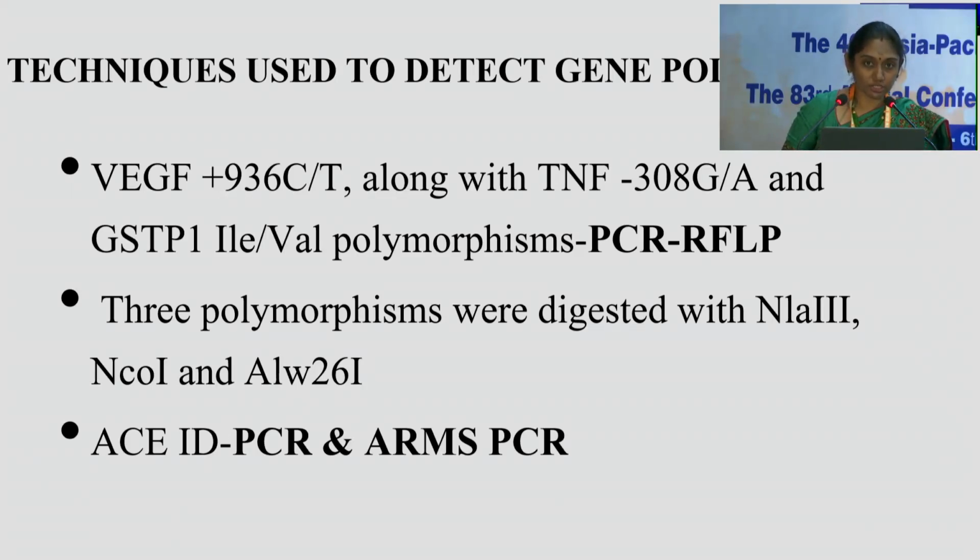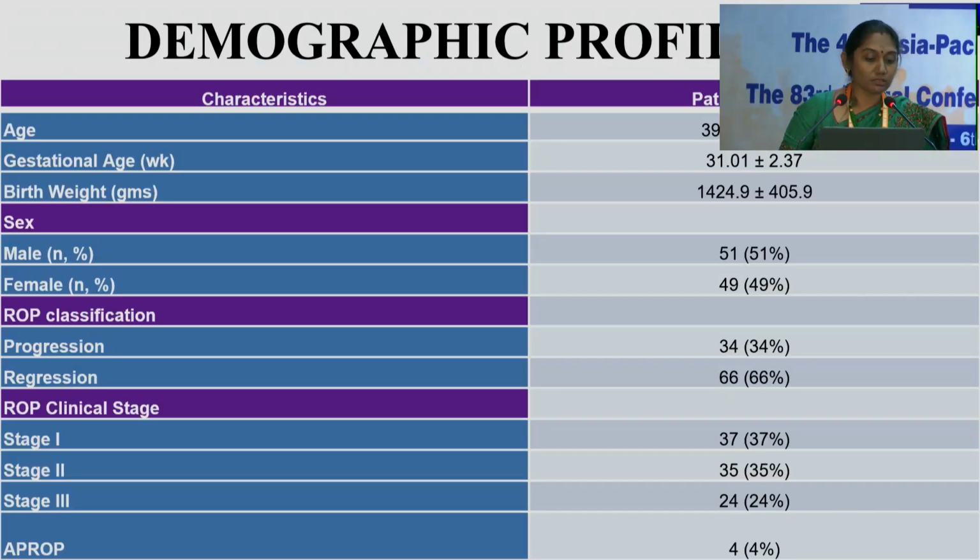We used polymerase chain reaction with restriction fragment length polymorphism, and these 3 polymorphisms were digested with these enzymes. And for the angiotensin converting enzyme insertion deletion gene alone, we used PCR and ARMS PCR. Coming to the demographic profile, the gestational age averaged 31 weeks, birth weight less than 1.5 kg, and most of the babies are male, accounting for 51%.